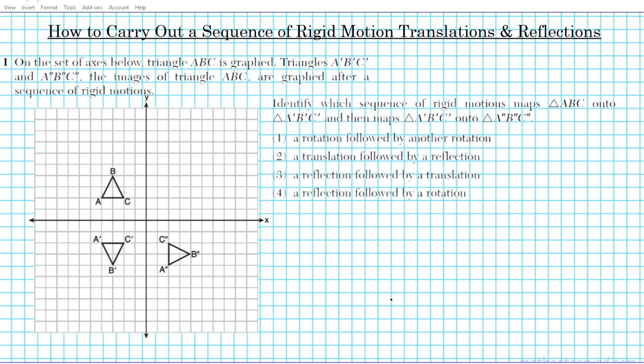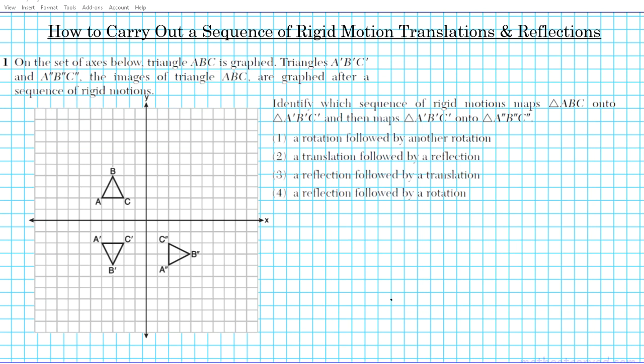Alright, let's take a look at question 1. In question 1, we've been assessing how to carry out a sequence of rigid motion transformations, namely translations and reflections. Question 1 reads, on the set of axes below, triangle ABC is graphed.